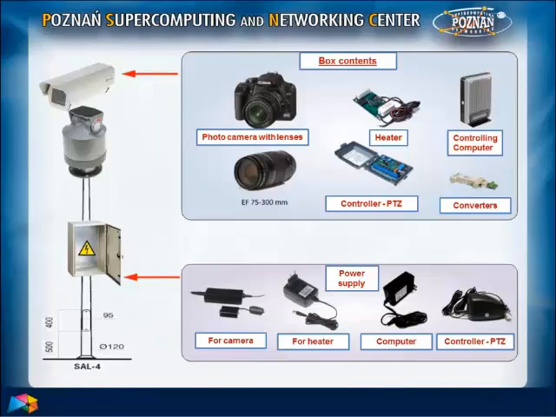You can see the content of the box. It's a photo camera with lenses. There is also a heater, because the use is usually outside, so in different weather conditions. There need to be controlling computers, some converters, controllers, and of course power supply.